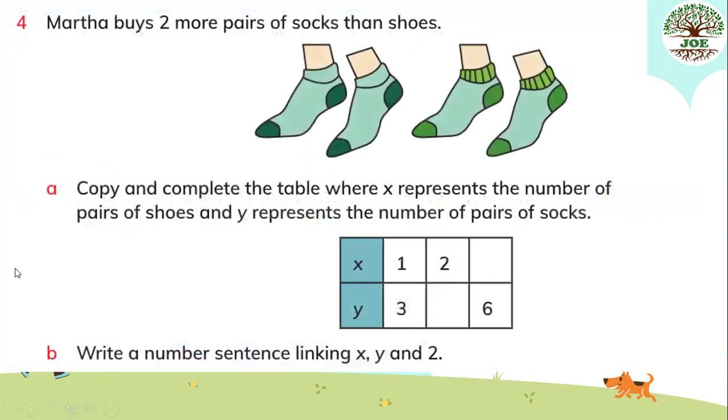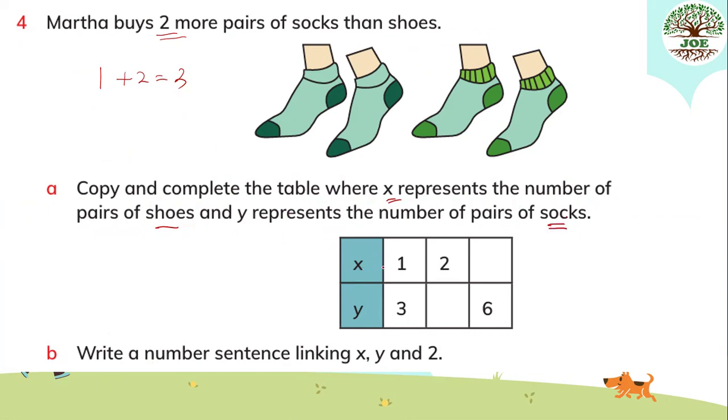And number 4, mother buys 2 more pairs of socks than shoes. 2 more pairs of socks than shoes. If shoes is 1, socks are 3. Okay, copy and complete the table where X represents the number of pairs of shoes and Y represents the number of pairs of socks.